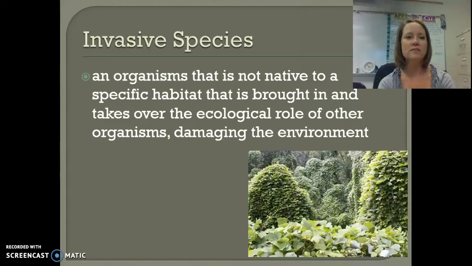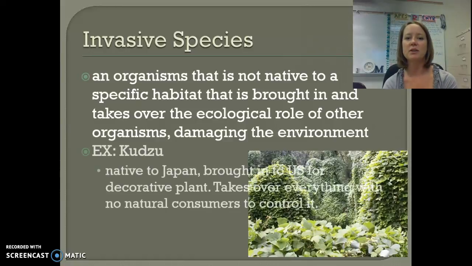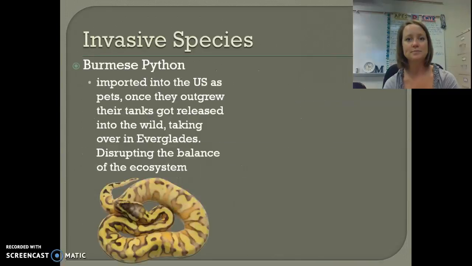All right, our next category are invasive species. These are organisms that are not native to a specific habitat, and they are either introduced on purpose or accidentally, but they take over the role of other organisms and damage the environment. One example is kudzu. This is a common plant in our area. It was native to Japan, and it was brought over on purpose to use as a decorative plant. However, it takes over everything because it has no natural consumers to control it. You've probably seen this vine growing on the sides of roads, over trees, over abandoned cars. It can attach to anything.